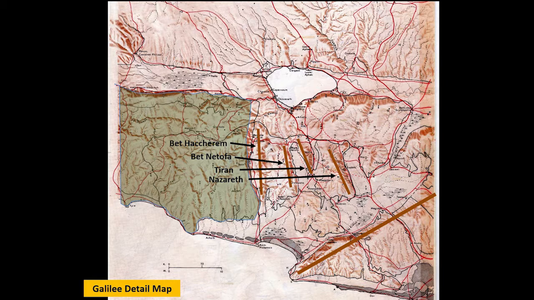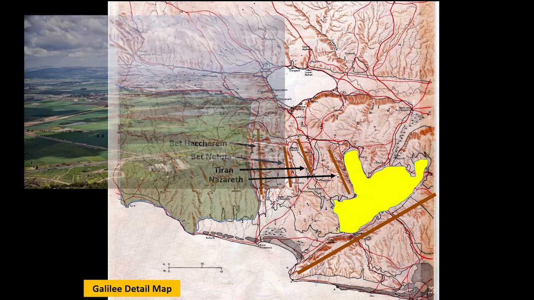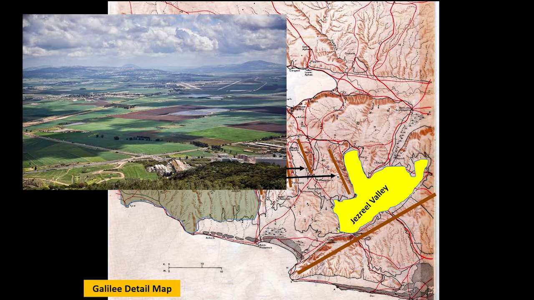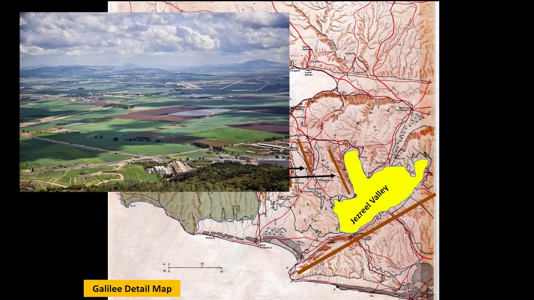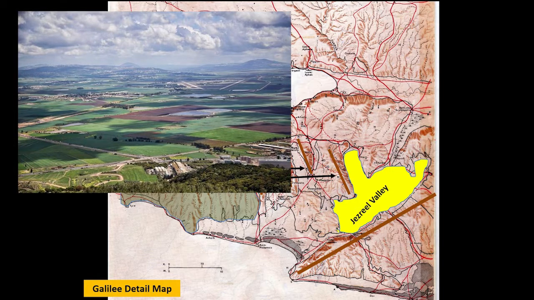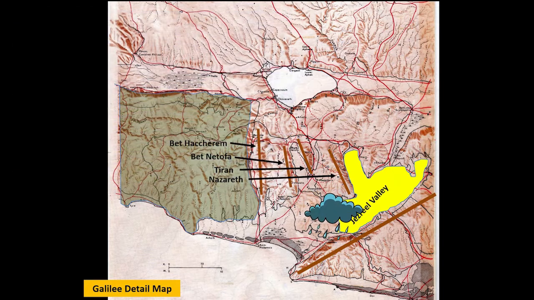That is the Jezreel Valley. It's a flat, fertile valley that lies between the Nazareth Ridge and the Carmel Mountains. It's sometimes called the Esdraelon Valley. Water that falls in this valley drains towards the Mediterranean.